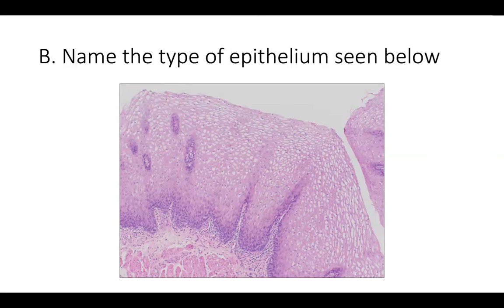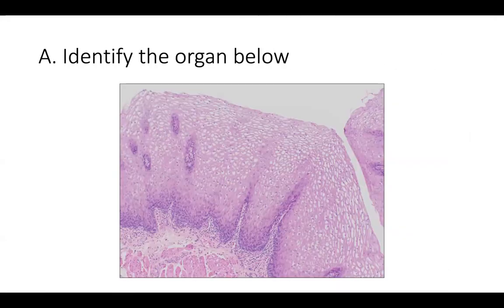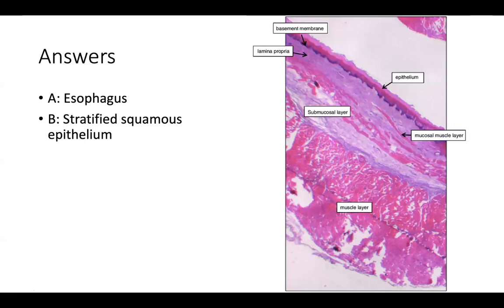All right, and then name the type of epithelium seen below. Again, pause the video here and try solving it on your own. All right, so let's say that you answered esophagus. That is very correct. This is a view of the esophagus under the microscope.